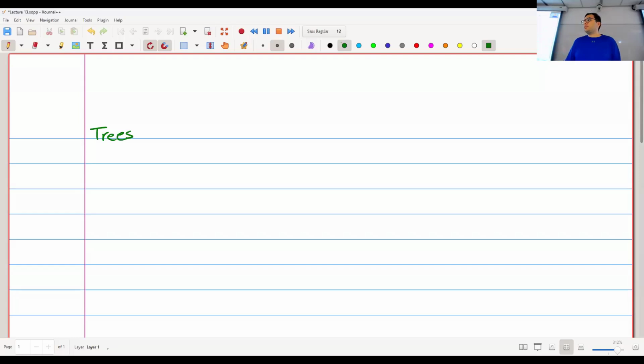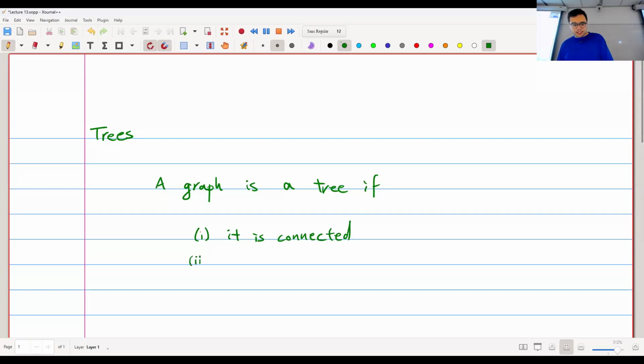We said that a tree on n vertices is a graph that has these three properties. So a graph is a tree if, first of all, it is connected, and secondly, it has exactly n-1 edges, and finally, it has no cycles.